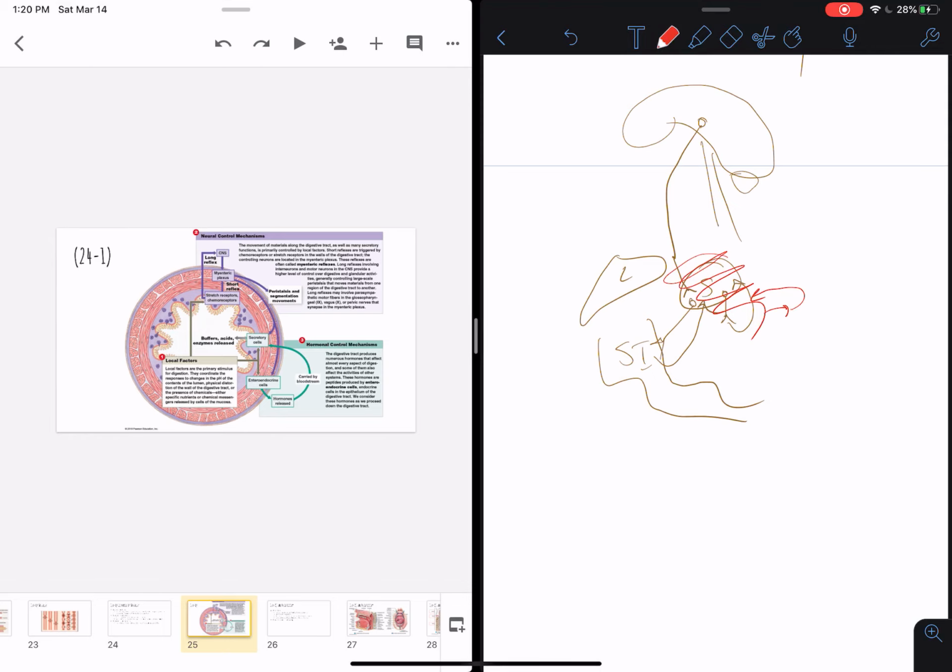But this concept is really important in order to understand the whole process of digestion from beginning to end. So before you continue on, I would really encourage you to have this down pat.